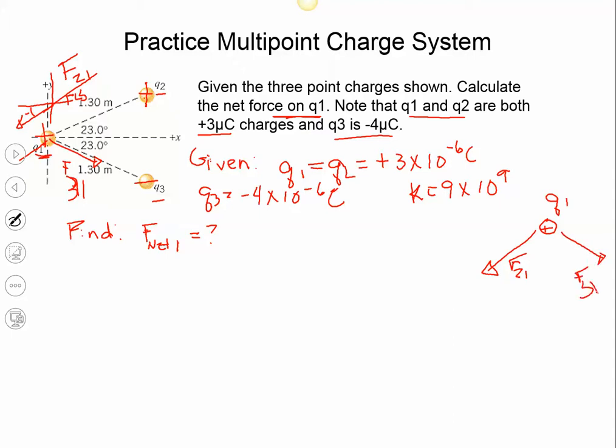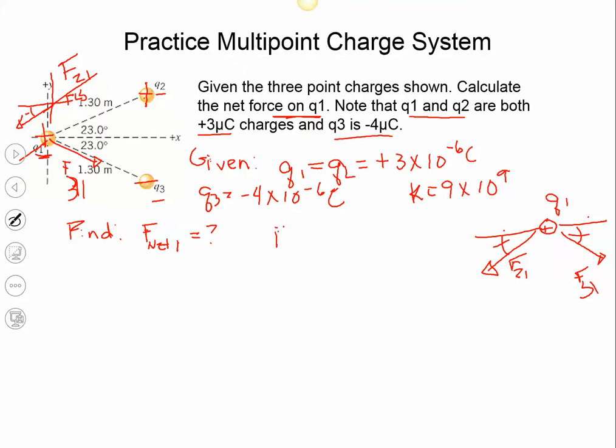And some of you are going to want to jump to some conclusions about symmetry, but remember here the size of the charges are not the same, so you can't just assume that the x's cancel out. They won't, but they might. Sometimes you have to just sort of see on your system.